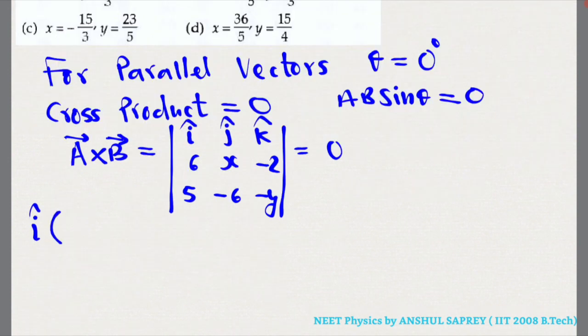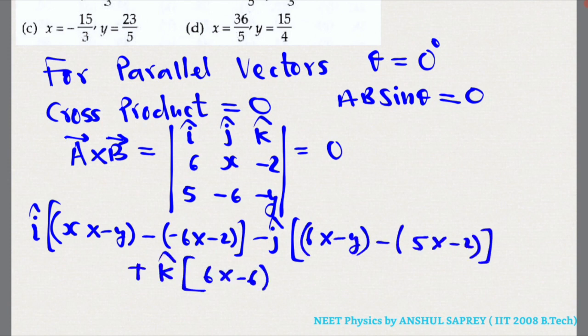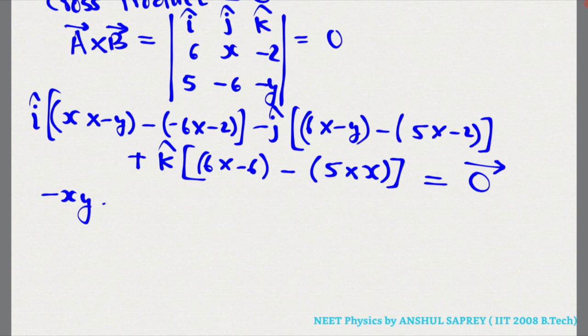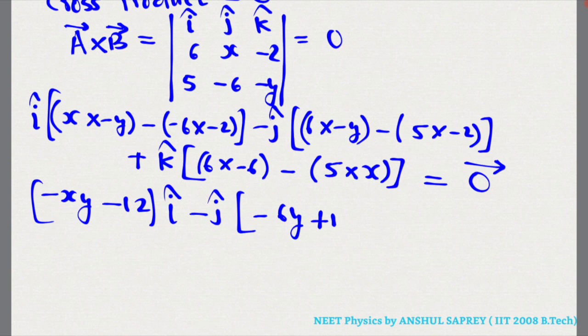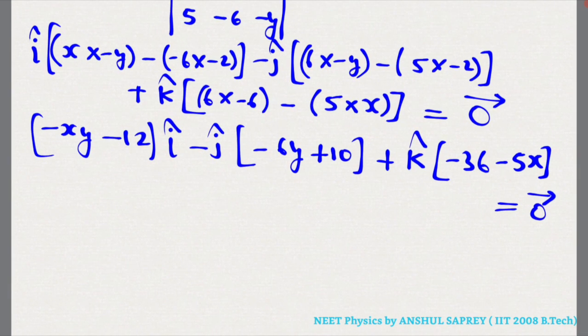i into x into minus y minus 6 into minus 2 minus j into 6 into minus y minus 5 into minus 2 plus k into 6 into minus 6 minus 5 into x. This must be equal to 0 vector. So minus xy minus 12 i cap minus j into minus 6y plus 10 plus k cap into minus 36 minus 5x equal to 0 vector. So we have to equate all these components equal to 0.